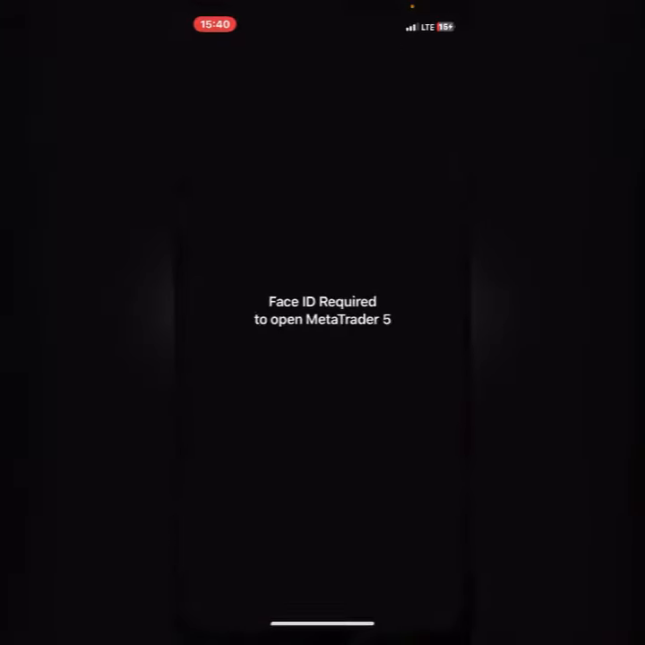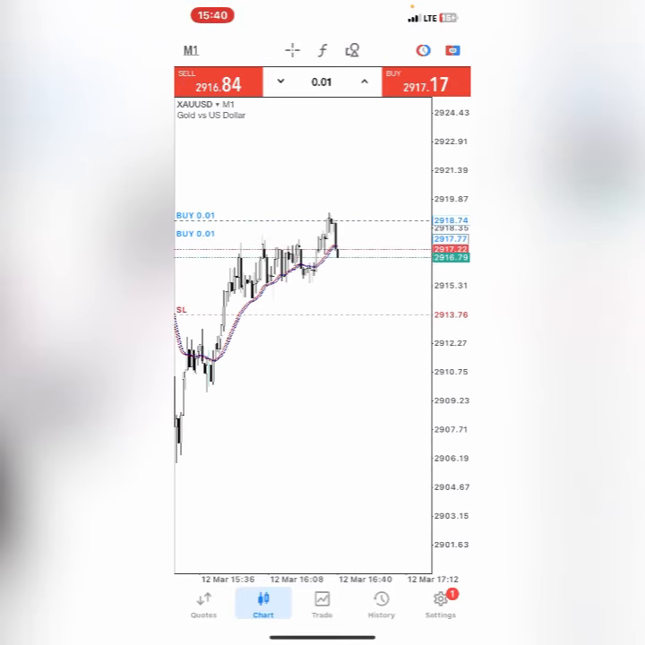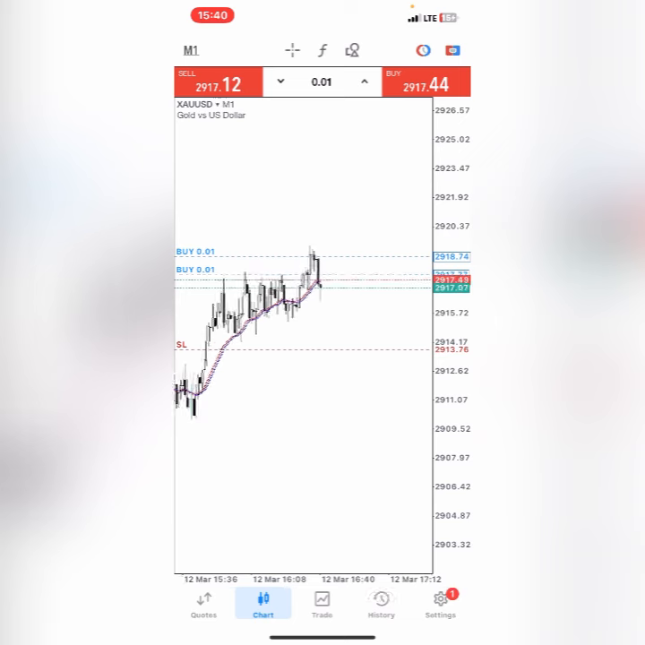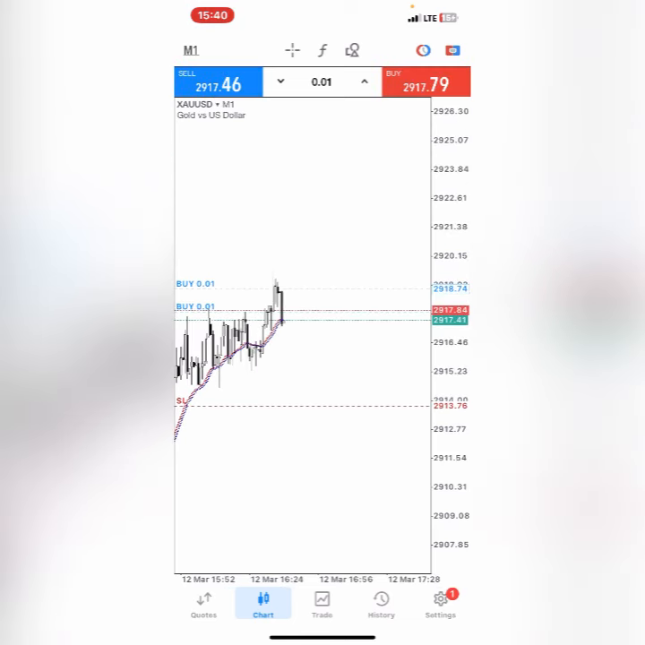From my MT5, you can see I took two positions. Currently in the drawdown right now. Let's see how this plays. I'll keep you guys updated.